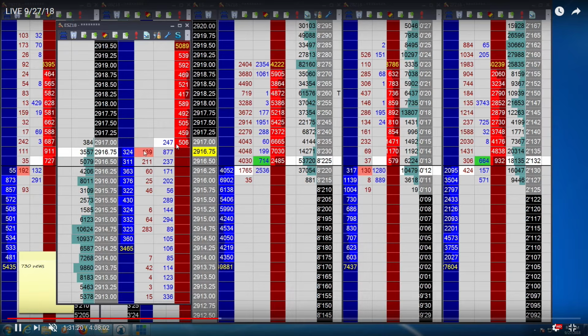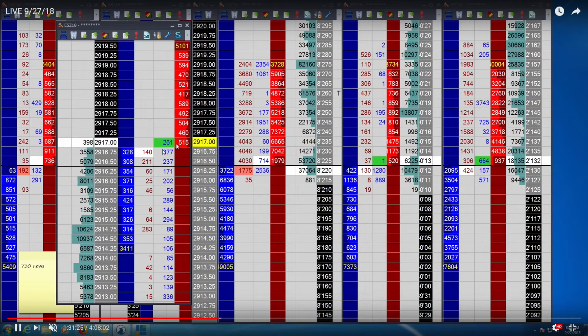Sellers are attacking the bid. Buyers are attacking the offer. Sellers are attacking the bid. Sellers are not attacking the bid. There they go, attacking the bid. Buyers attacking the offer. Watching here in the green. Okay, let's pause it.